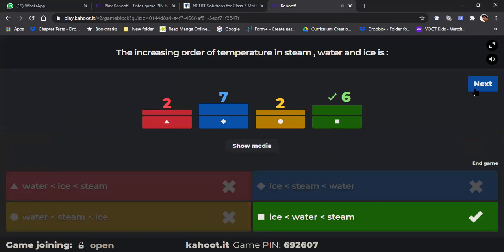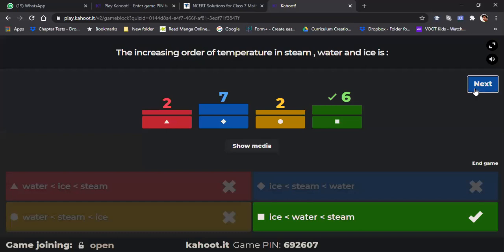Got it? Because just think about it now. Steam will be formed after 100 degrees centigrade. Yes or no? Tell me. Steam will be formed after 100 degrees centigrade, right? And ice will be there below 0 degrees centigrade. And water will be from 0 to 100.